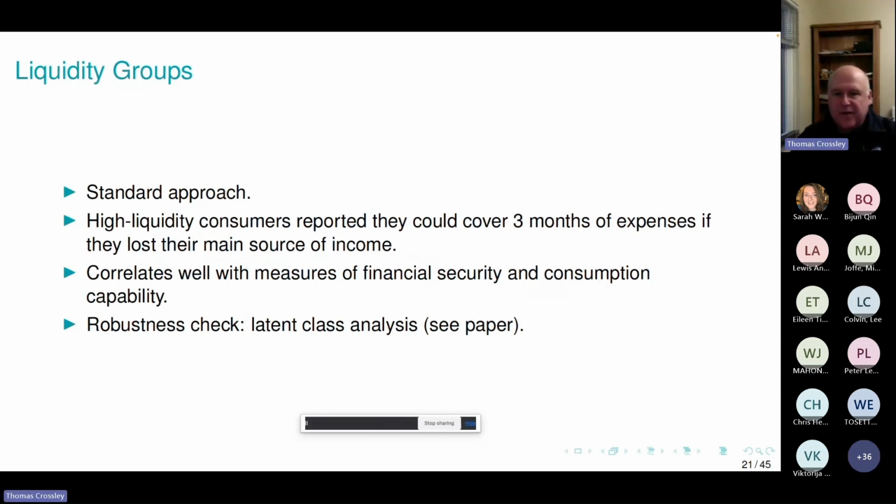This is pretty standard. People either use questions like this, or in surveys where liquid assets are measured, a similar 3 months of income criterion is often used. This measure correlates well with measures of financial security and consumption capability that we also measured in the survey. As a robustness check, we repeated our analysis using latent class analysis and a large number of financial security and consumption capability measures to classify people into high and low liquidity groups. And that robustness check is reported in the paper.